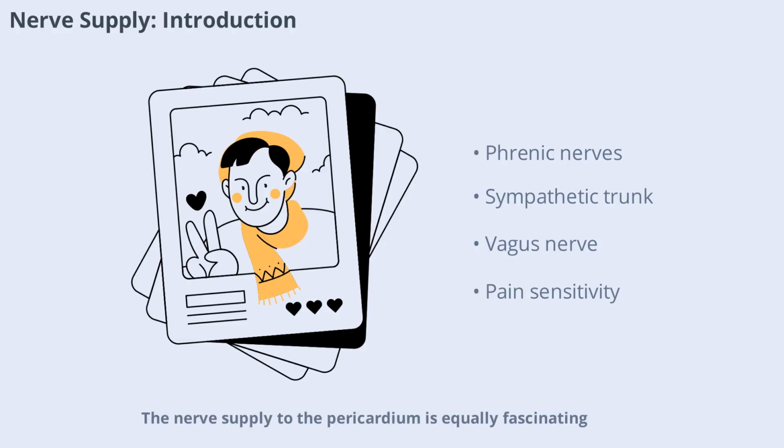Nerve supply to the pericardium is equally fascinating. The fibrous and parietal pericardium, which develop from somatopleuric mesoderm, are innervated by the phrenic nerves and are sensitive to pain. In contrast, the visceral pericardium, derived from splanchnopleuric mesoderm, receives autonomic innervation from branches of the sympathetic trunk and vagus nerve and is insensitive to pain.